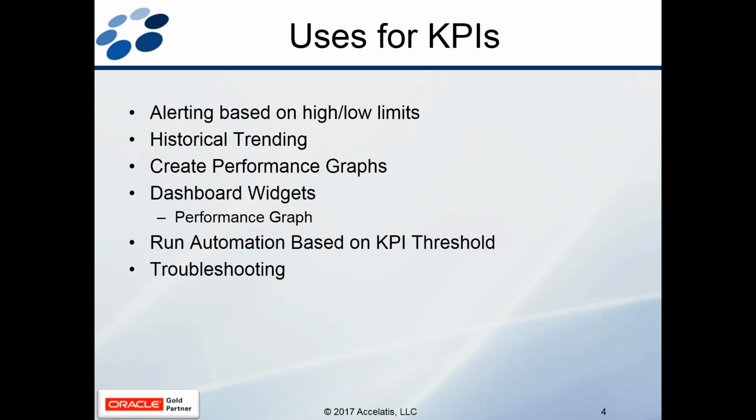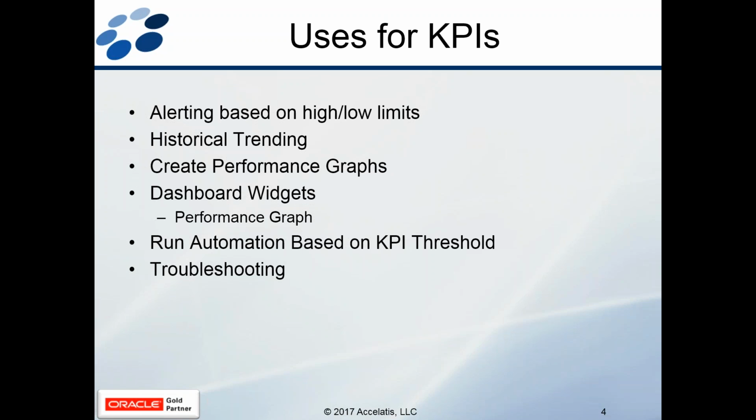You can run an automation based on a KPI threshold. Let's say, for instance, you have a process that runs and you are monitoring the memory that process is consuming. Well, you can now run an automation based on the amount. If it goes over a gig, maybe you want to restart a service, maybe you want to do something else. So you can do that with a KPI as well.